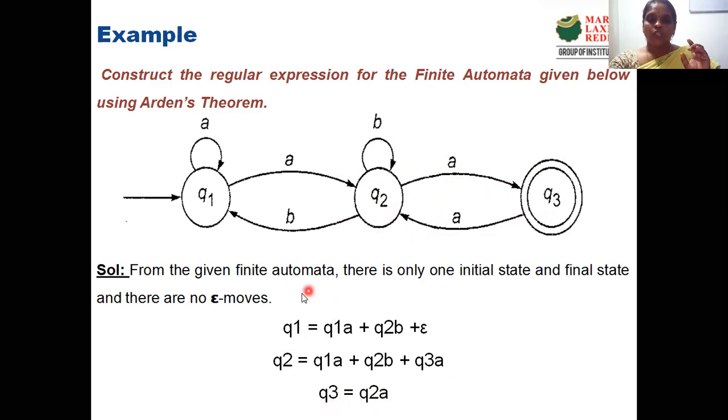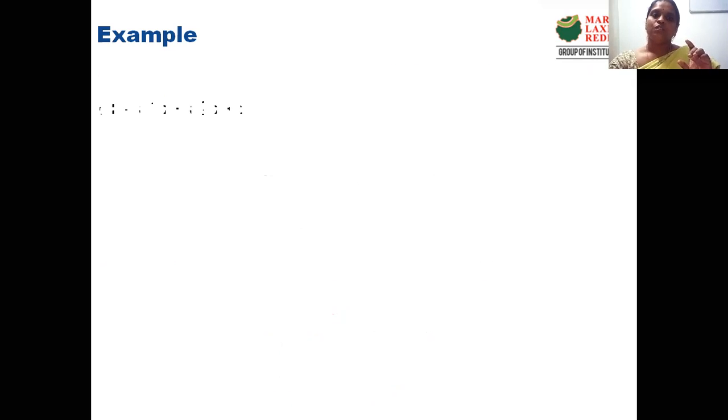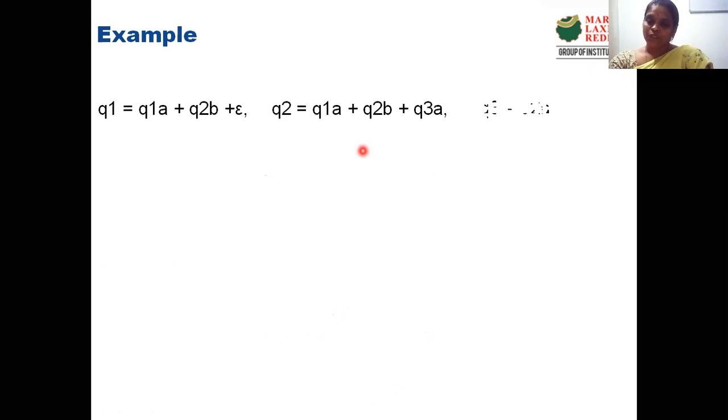Now these are all the equations we got in terms of q1, q2, q3. And now what we have to do is, by making use of the identities and Arden's theorem, we can construct a regular expression from these three equations. So let us look here. Just taking all the equations here, q1, q2 and q3.